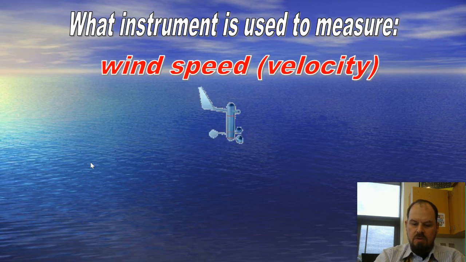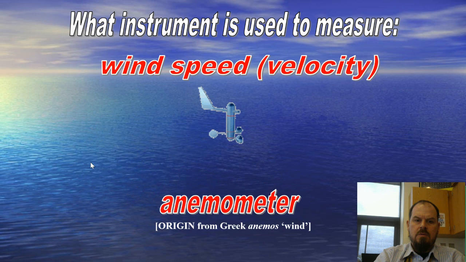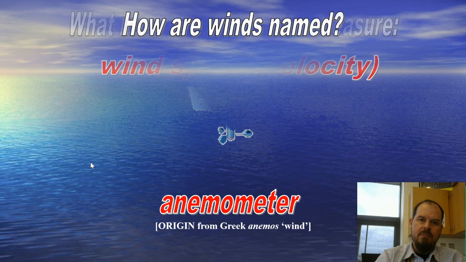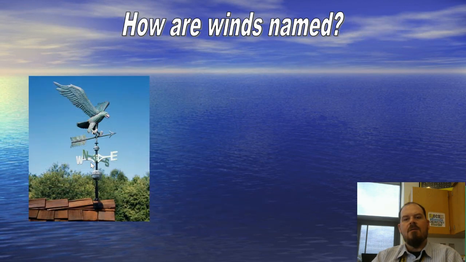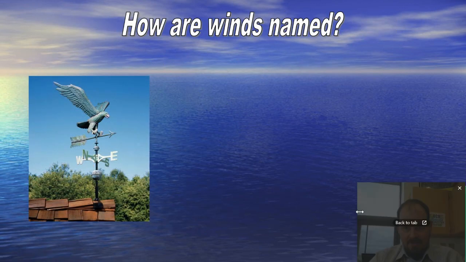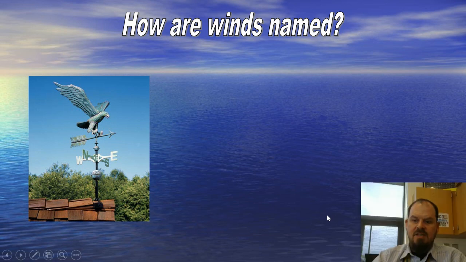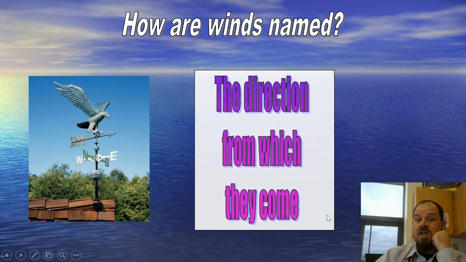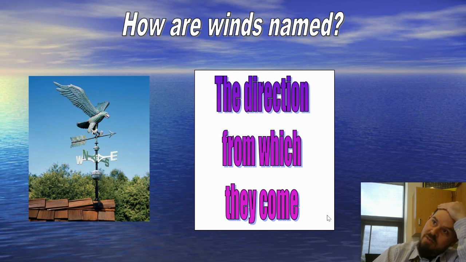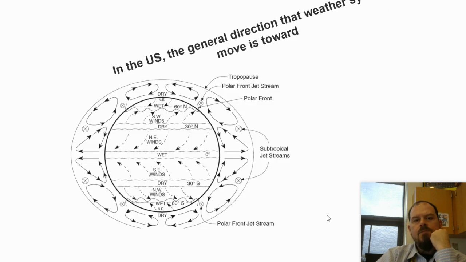We use an anemometer to measure wind speed or wind velocity. And then this is the tricky part, how we name these things. The wind is always named for the direction from which it comes. So you've heard of a northeaster or prevailing northeast winds, that kind of stuff. It means it's coming from the northeast.